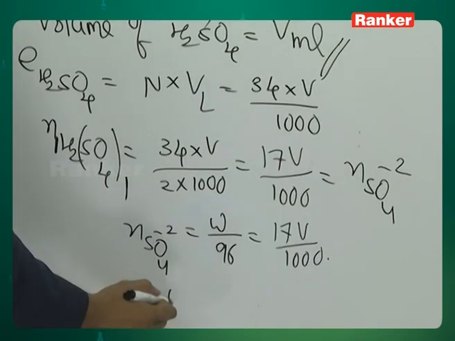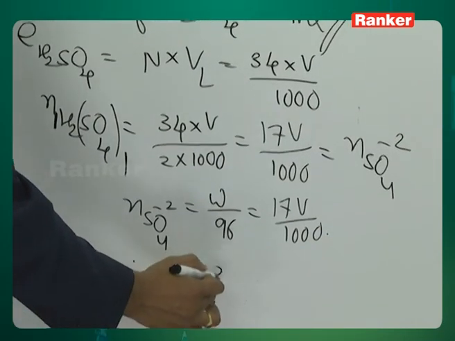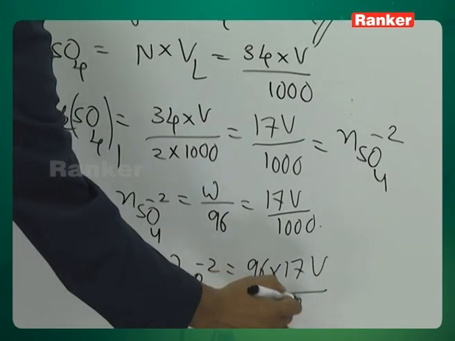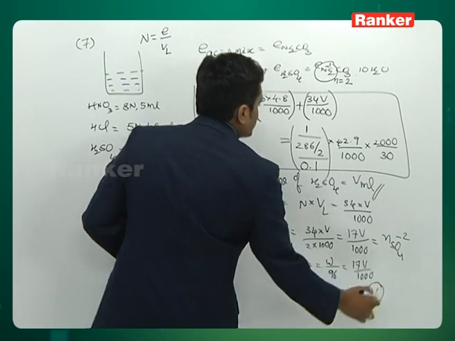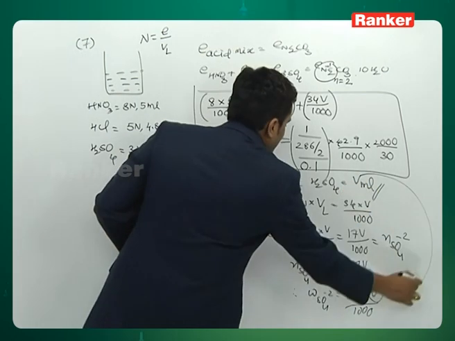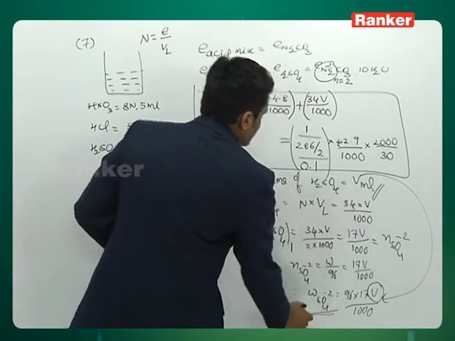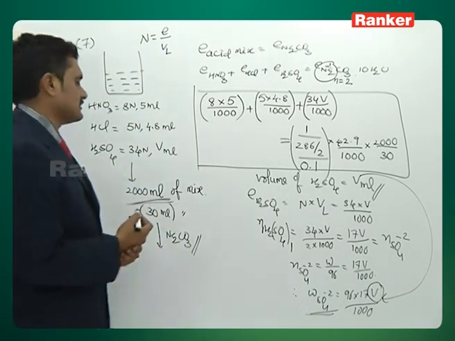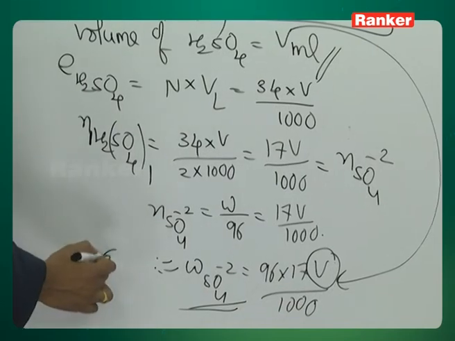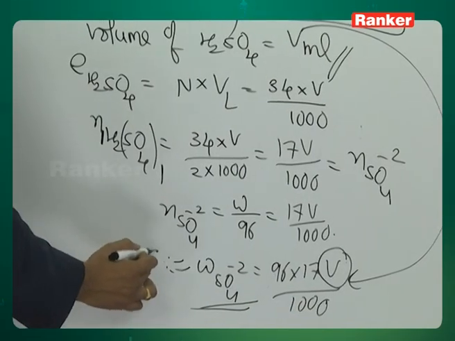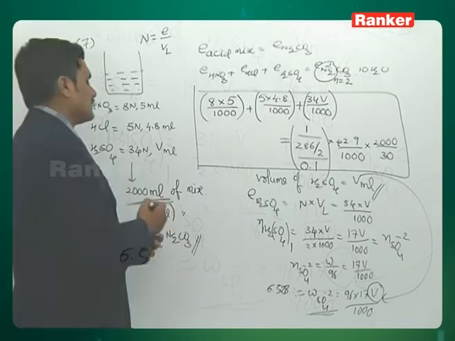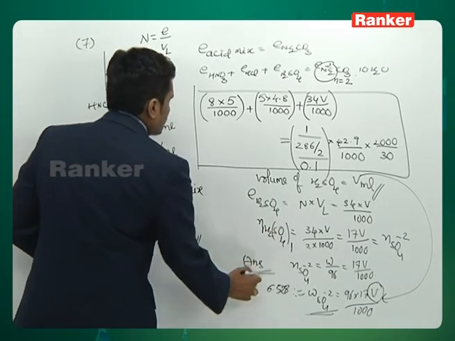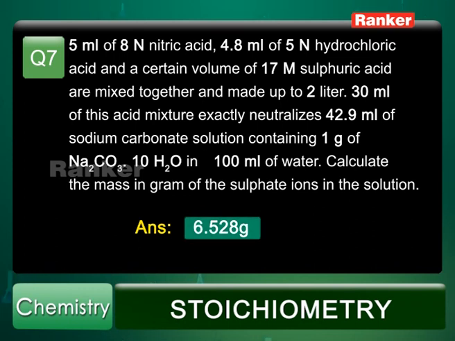So therefore the weight of sulfate ion which you have been asked to find out is 96 into 17 V divided by 1000. Here I will be substituting the value of V directly to obtain the weight of sulfate ions, which is being calculated as 6.528 grams. After this simplification, you will be getting the weight of sulfate as 6.528 grams as your final answer.